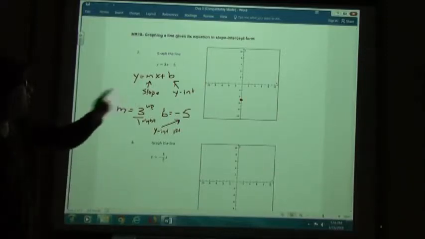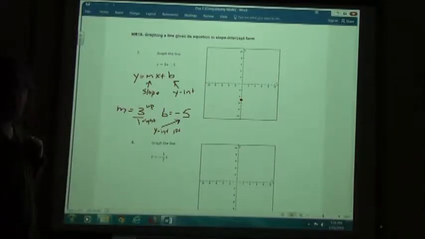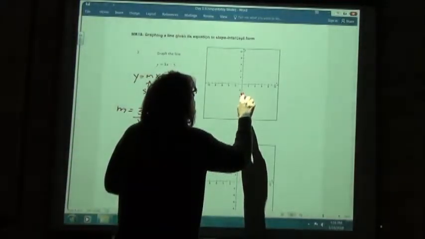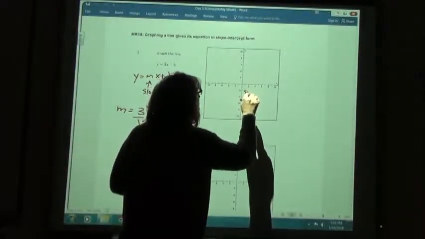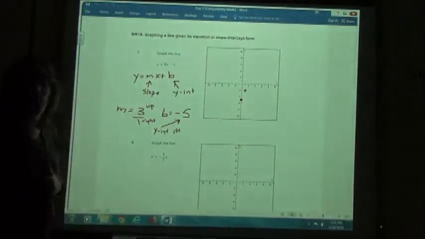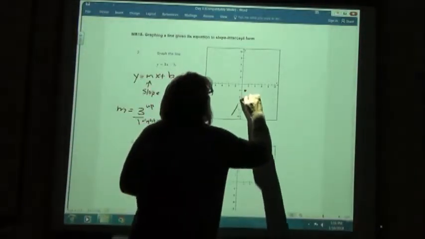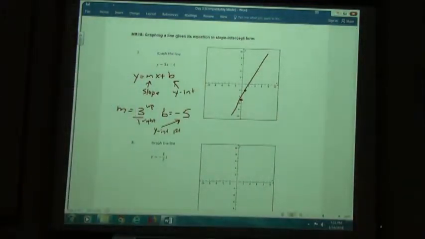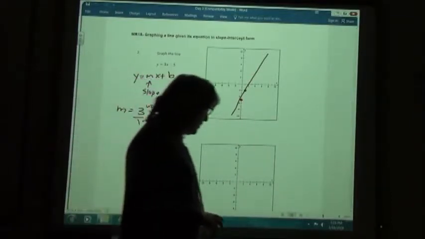to go right. So from the point I have marked, my y-intercept is negative 5. I'm going to go up 1, 2, 3, and to the right 1. That's where my next point is going to be. I now can connect my dots and draw my line. So on the slope, top number, change in y, up or down. Bottom number, change in x, left or right.